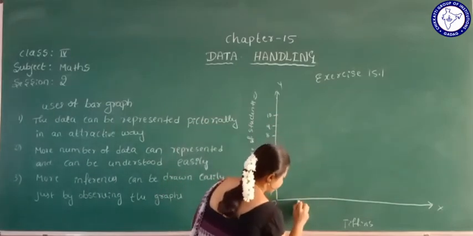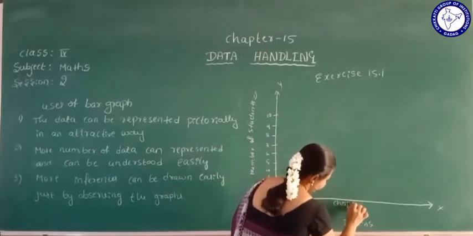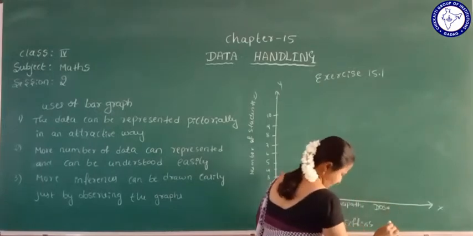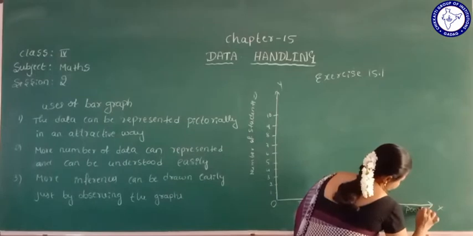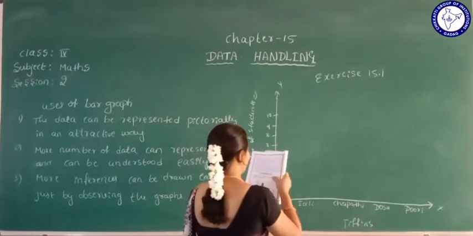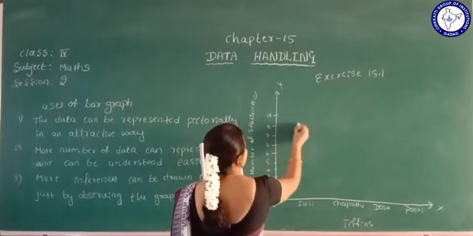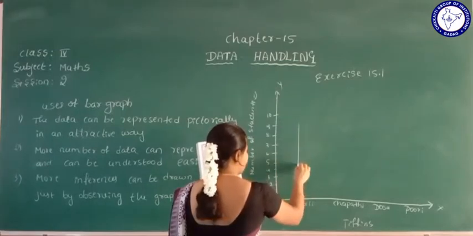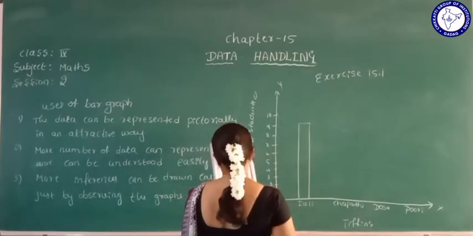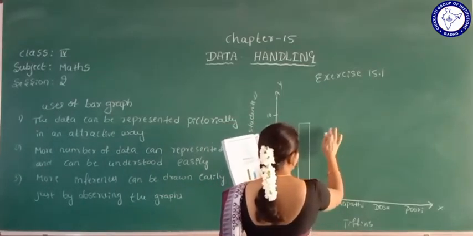Here idli, then chapati, then dosa, then puri. These are all the tiffins. They have given how many students like each food item. For idli, those are 9. So 9 students like to eat idli. Next, chapati: 8 students like chapati.